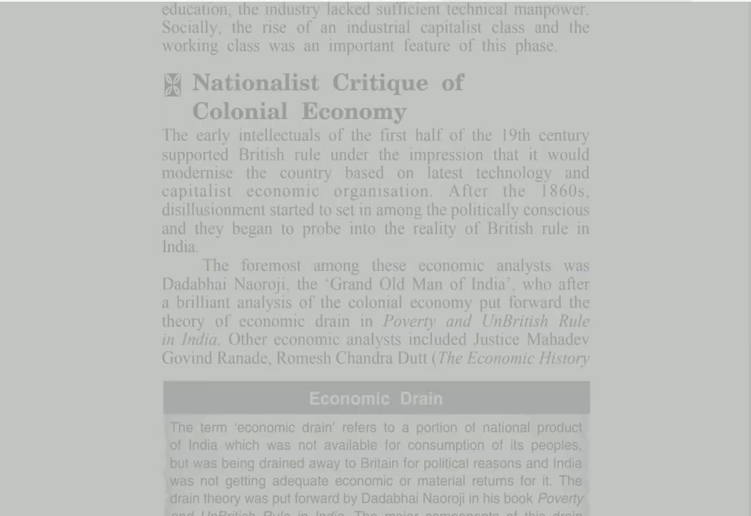Education: the industry lacked sufficient technical manpower. Socially, the rise of an industrial capitalist class and the working class was an important feature of this phase.